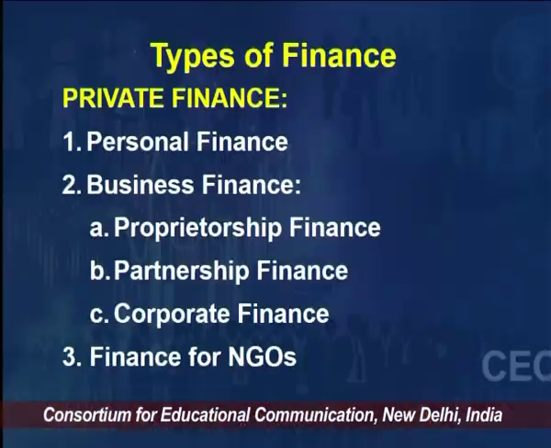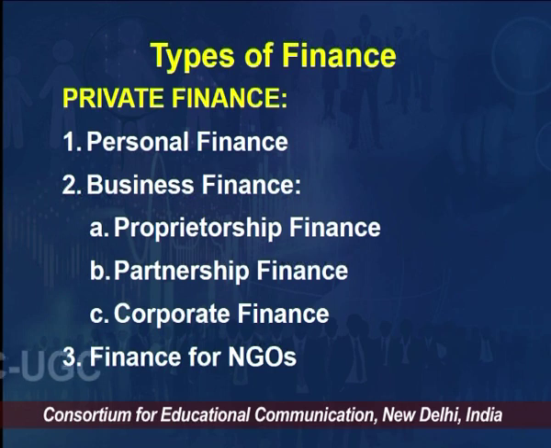So, if any individual makes an assessment of requirement, receipt and disbursement, three functions for any personal event or task, it is taken as personal finance. Business finance: the same three functions, requirement, receipt and disbursement, undertaken by any business entity is taken as business finance. And we can further divide business finance into three parts: proprietorship finance, partnership finance and corporate finance.